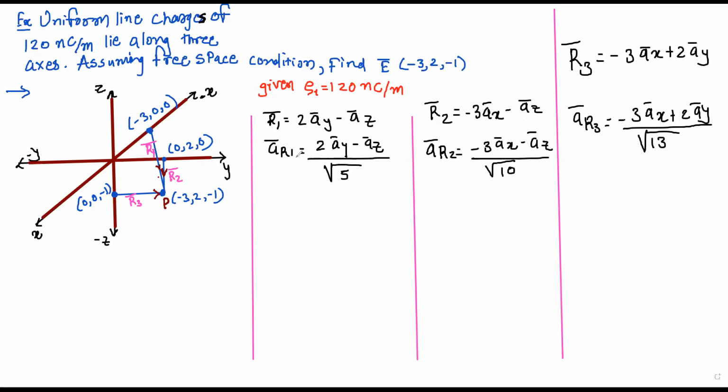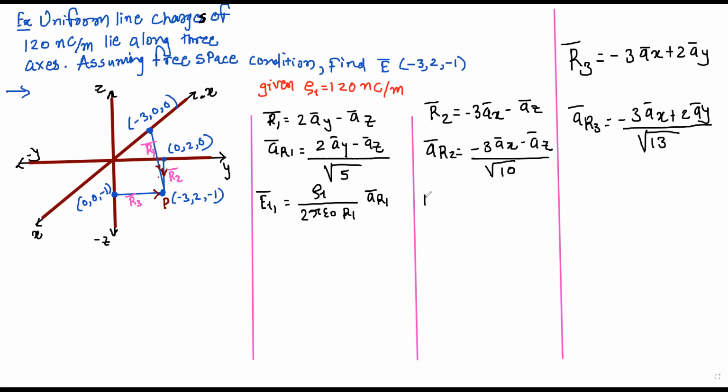Now you can readily use the formula which we have derived just now. I will write it for those separate cases. Electric field intensity due to the infinite line placed on the x-axis, let us say E L1 bar, is equal to rho L upon, just now we have derived this formula, 2 pi epsilon naught R1 a bar R1.